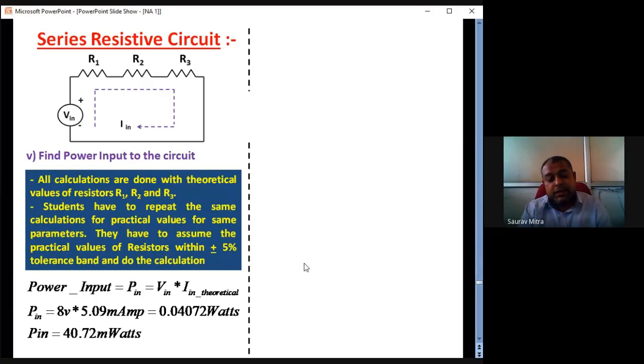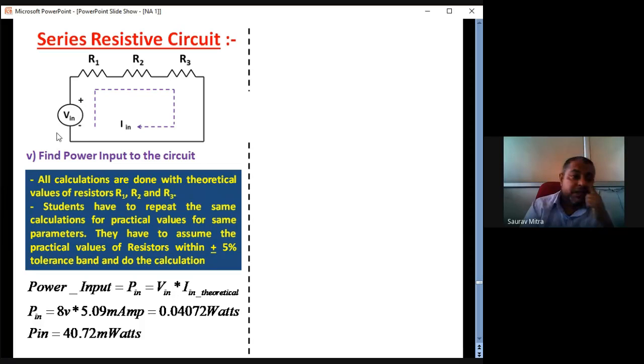Power input. With theoretical values I have calculated. How much is the input power to the circuit? Input voltage is 8 volt. There is no doubt in that because we are setting it from the DC power supply source, and I in theoretical that we have found as 5.09 milliampere with 1000 ohm, 470 ohm and 100 ohm. So P in is equal to V in multiplied by I in. Whatever current goes through the circuit is the input current. Voltage multiplied by current is power, and we find it to be 0.04072 watts or 40.72 milliwatt. This much power has gone inside the circuit.